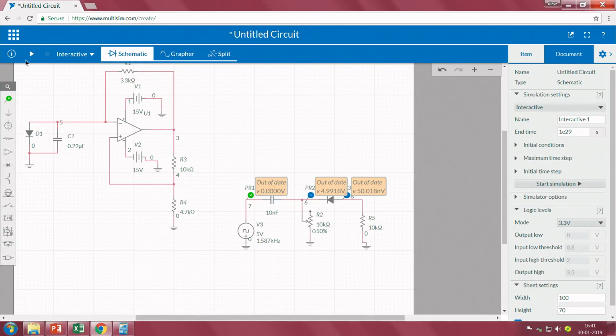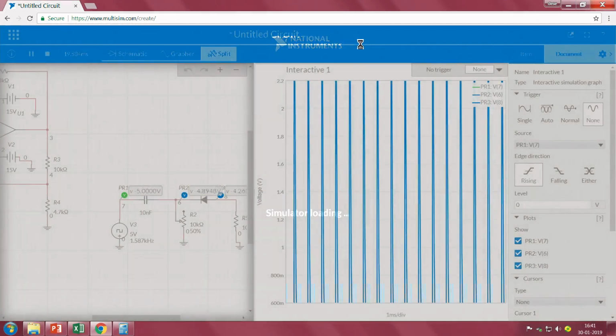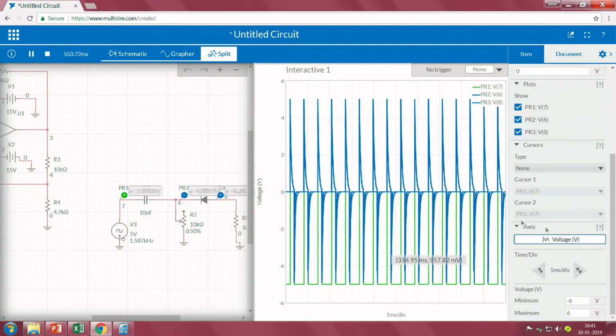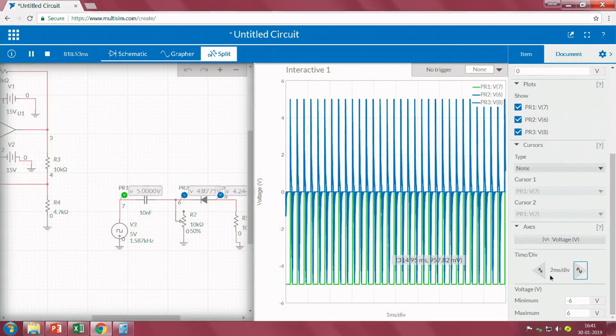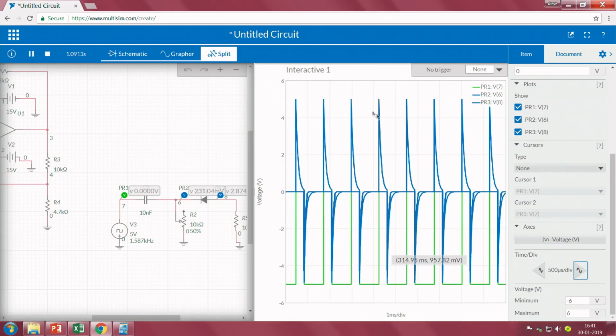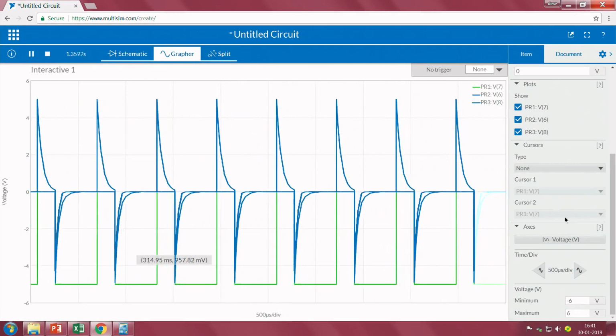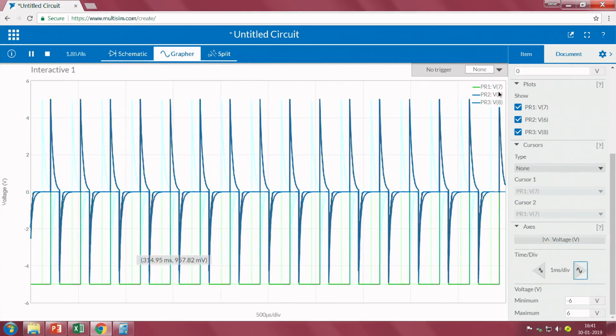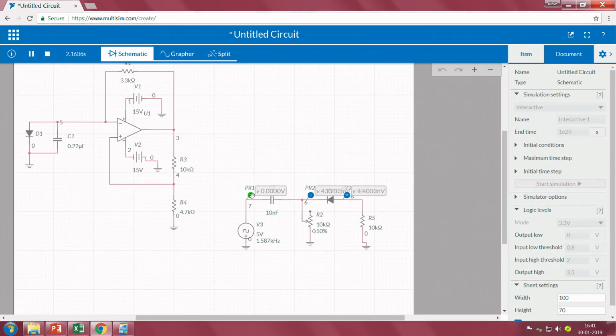Now, let me run, keep it split. Okay. So, fixing it looks good, but difficult to understand. So, go to grapher directly. Okay, one by one we will see. So, PR1 corresponds to the input, PR2 corresponds to the differentiator output C and R, and PR3, blue color, this is sky blue and this is blue. Blue color indicates the output.